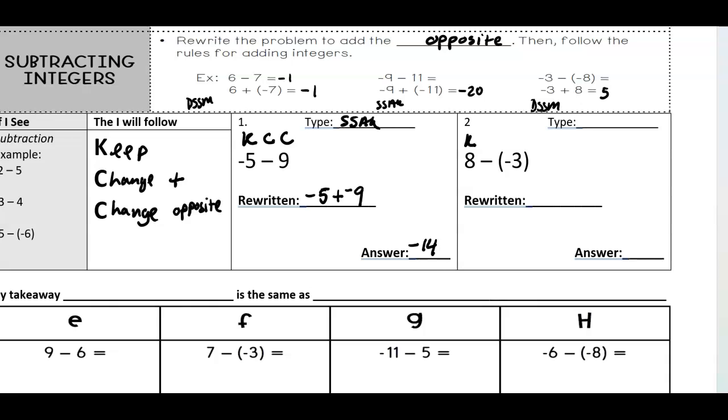Here's another one. I keep, change, change. I keep my 8, I change my subtraction to addition, and this is a negative 3, so I change it to the opposite of negative 3, which is positive 3. Some people like to write this as 8 plus with a little positive sign, then 3. It's the same thing. 8 plus 3, again, this is an SSAK. Not all problems will be SSAK, but our answer here is 11.